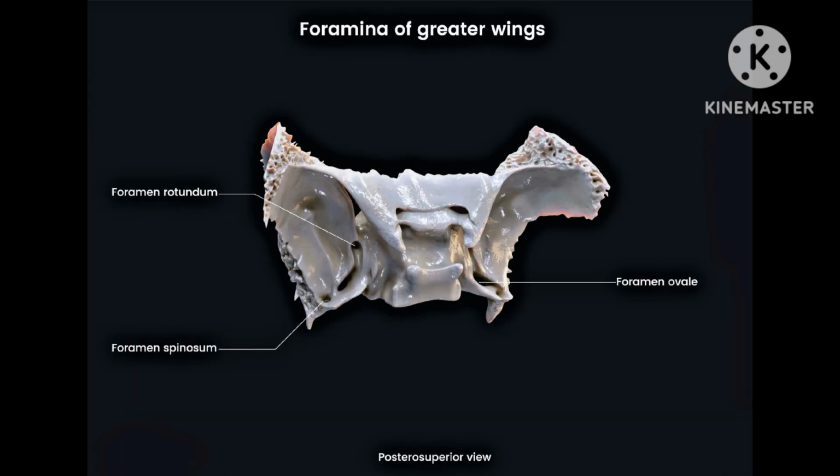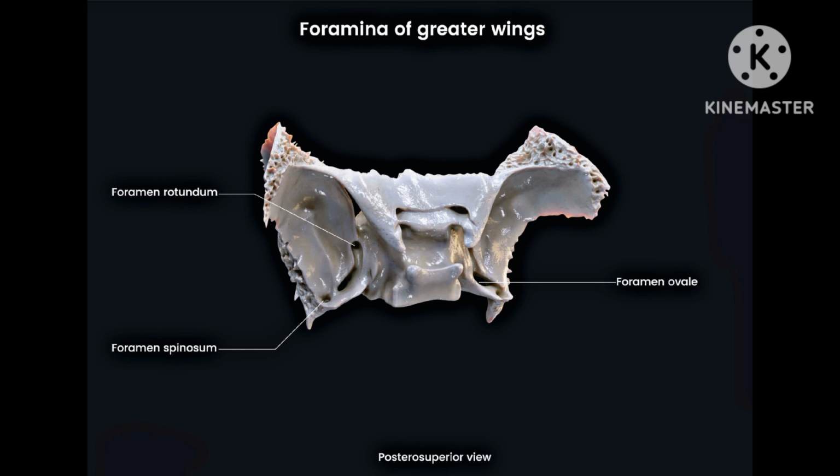The foramen rotundum is a circular hole in the greater wing of the sphenoid connecting the middle cranial fossa to the pterygopalatine fossa. It is a passage for the maxillary branch of the trigeminal nerve. The foramen ovale is an opening that connects the middle cranial fossa to the infratemporal fossa. It transmits several vessels and nerves, including the mandibular nerve, the motor root of the trigeminal nerve, and the lesser petrosal nerve, which is a component of the glossopharyngeal nerve, cranial nerve 9.